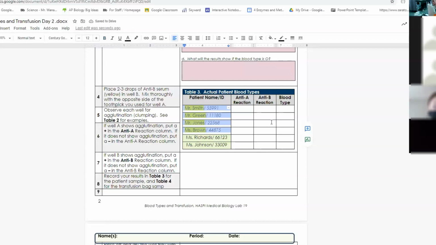Or 4. So now it says Mr. Smith, Mr. Green, Mr. Jones, and Ms. Brown. Yeah? Okay. You had a sample here. We're deleting it. Table 4, you can delete. Highlight it, right click, delete table.